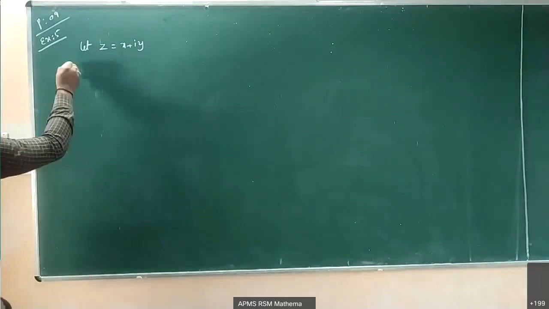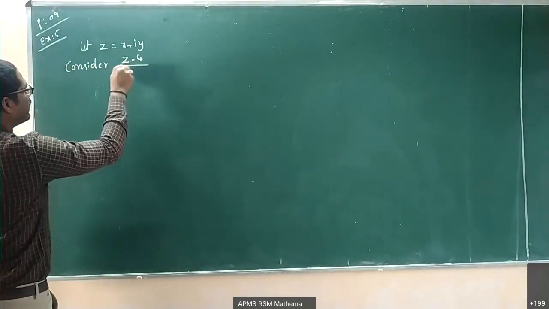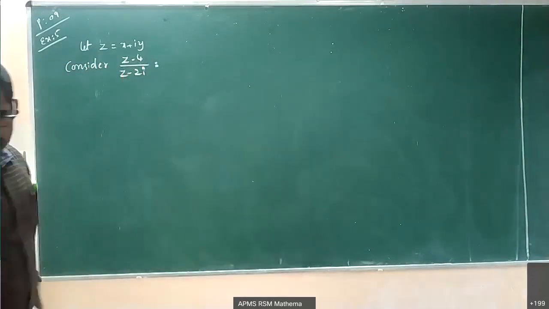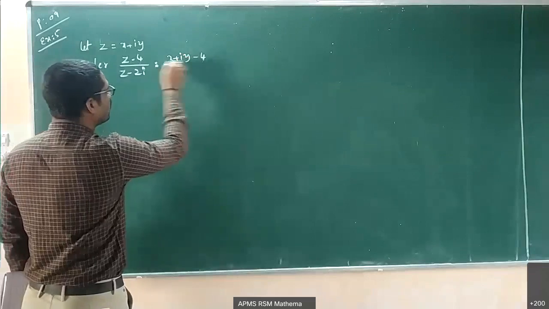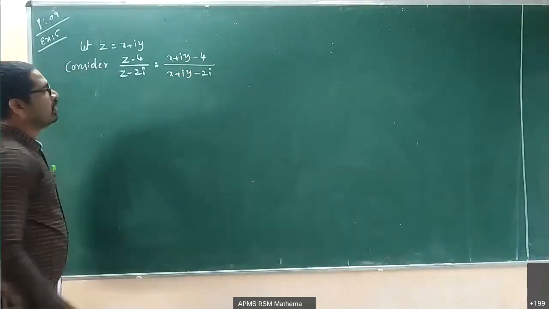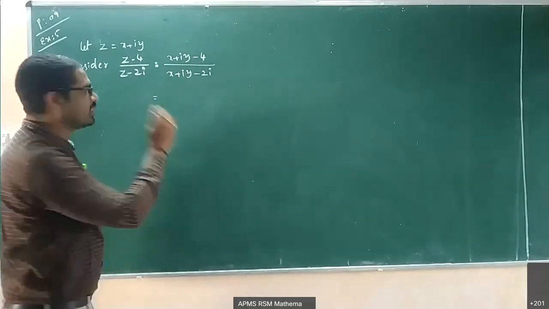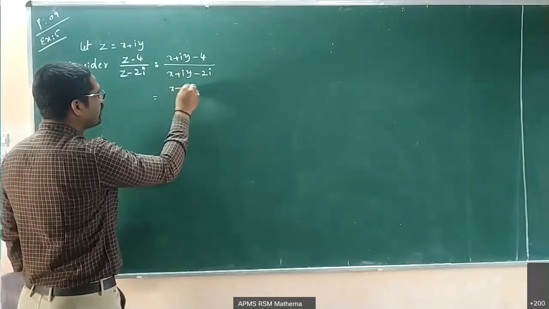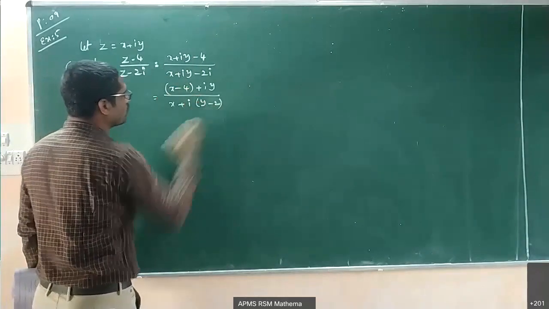So we consider (z minus 4) by (z minus 2i). In place of z we substitute x plus iy. So (x plus iy minus 4) divided by (x plus iy minus 2i). Now if we separate the numerator and denominator into real part and imaginary part, we get numerator as (x minus 4) plus iy, divided by x plus i into (y minus 2).